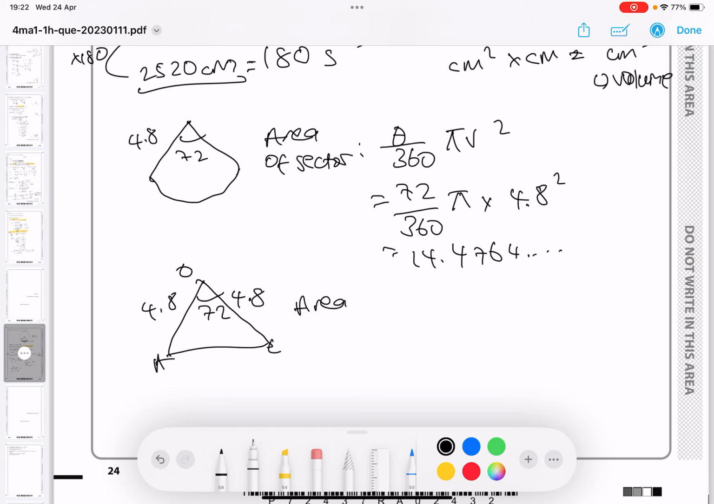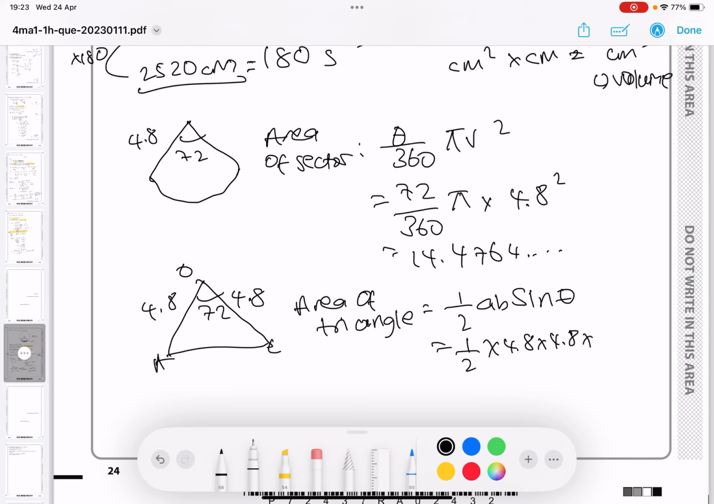So the area of a triangle, they give it to you in the formula booklet. Remember, this is not a right angle triangle, so you can't do half times base times height. This is not right angle, there's no right angles here. So you have to use the formula half ab sine theta. So half times 4.8 times 4.8 times sine 72. And that will give you an area of, let me work that out quickly, 10.956.